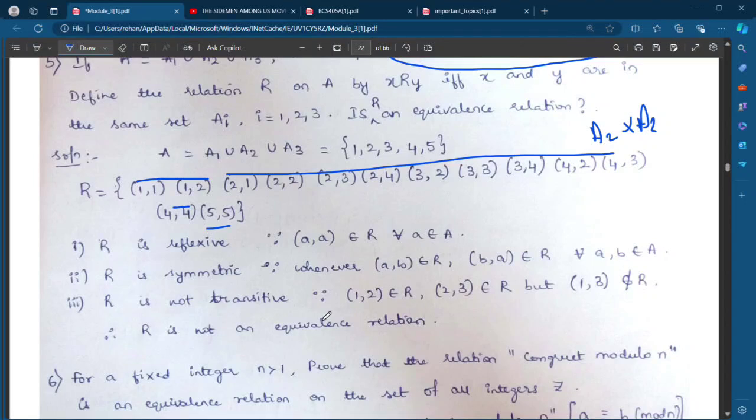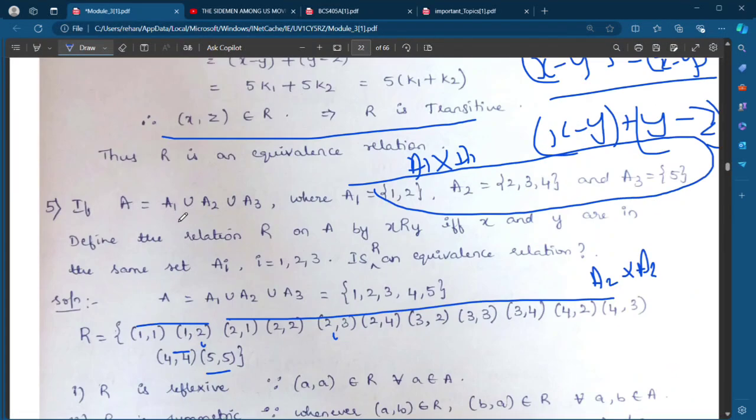Now whether it is transitive or not. For it to be transitive, a comma b should belong to R and b comma c also should belong to R, and there should exist a pair such that a comma c should also belong to R. That I have to now find here. So see here, I have 1 comma 2, then I have 2 comma 3. Do I have 1 comma 3 now? I don't have it, so it is not transitive. Just try to find any one condition where it fails, and then simply you can say it is not transitive.